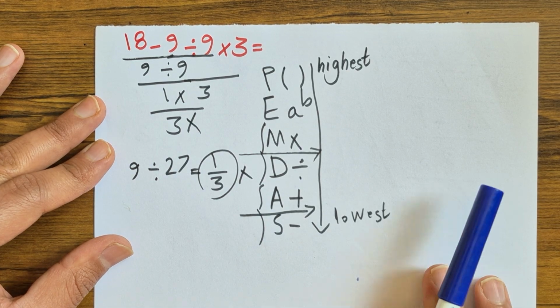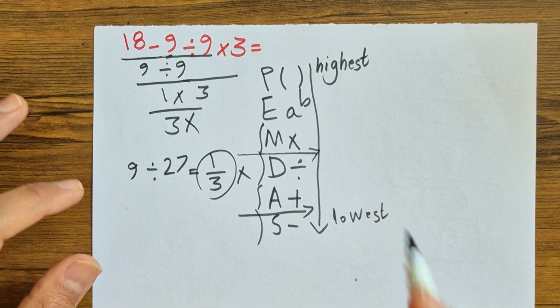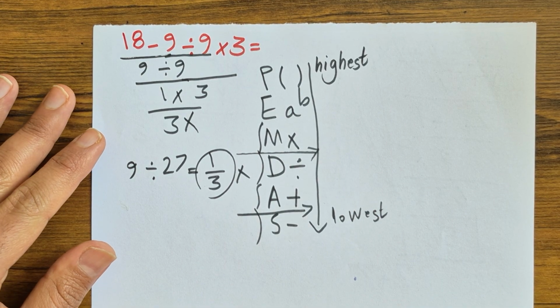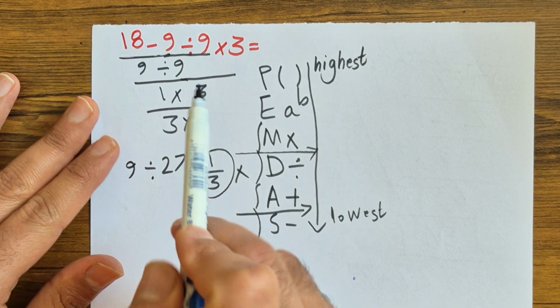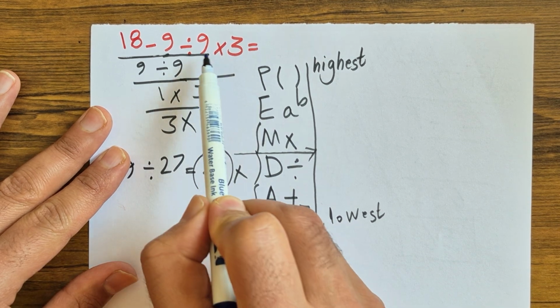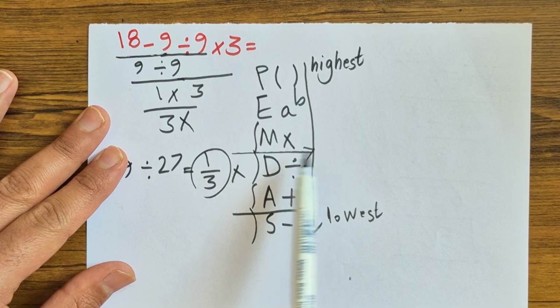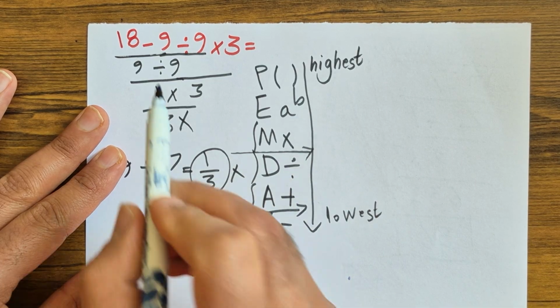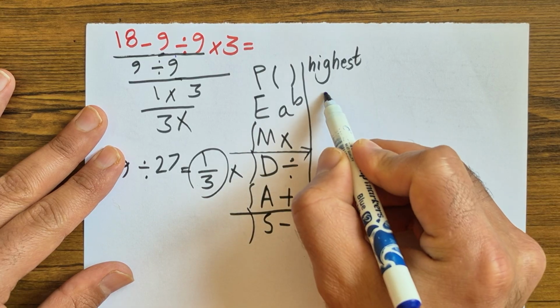In our original problem, do we have any parentheses? No, we don't. Do we have any exponents? No, we don't. Do we have any multiplication and division? Yes, we do. Which one should we do first, division or multiplication? People, you might say multiplication, but according to PEMDAS, they have the same priority. You must go from left to right, division and then multiplication.